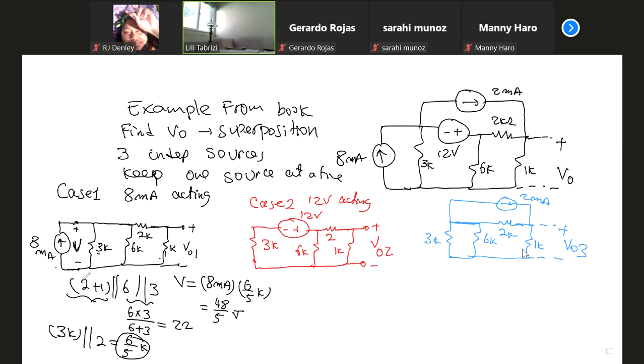This voltage V is the same as this voltage because these are parallel, so this is also V. You have V here and two resistors in series. Use voltage division: VO1 is equal to 1K divided by 2K plus 1K, multiplied by V. This is V, and then you find it.